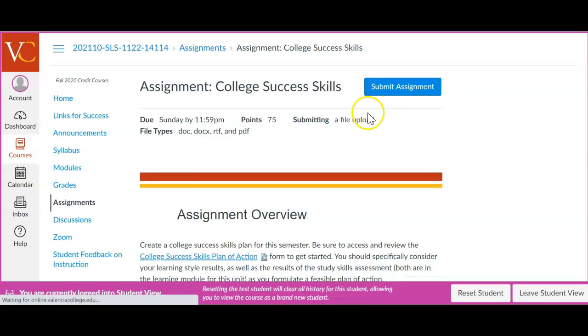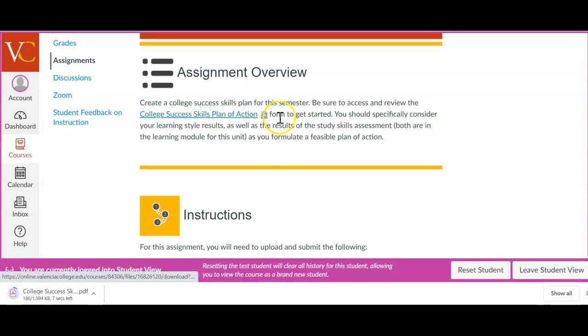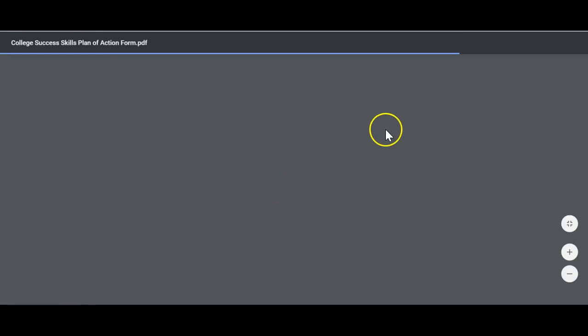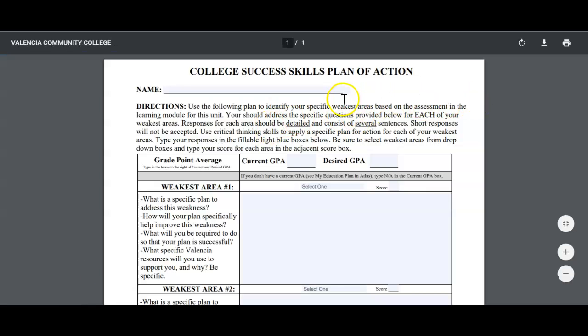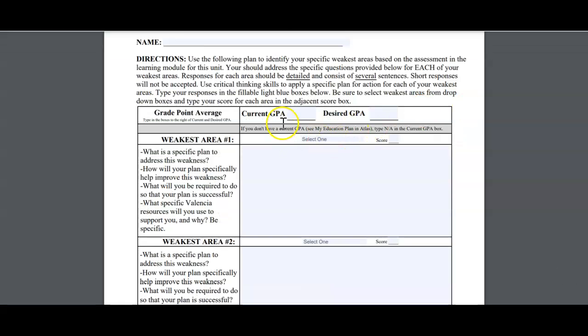Okay, now if we go to the actual College Success Skills assignment, you'll see that there's a plan of action form. I hope this shows up on my screen, yeah, it's going to show up. So this is one of the 2 elements you're actually going to submit to me. You're going to fill out what your current GPA is, if you're a brand new student, you don't have one yet, and what your desired GPA is.